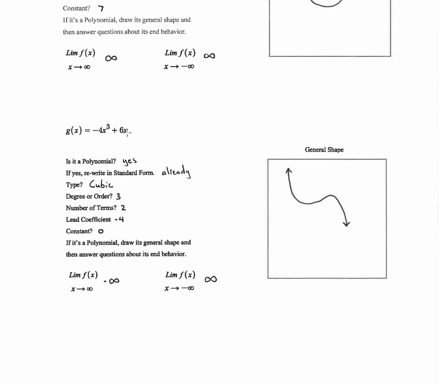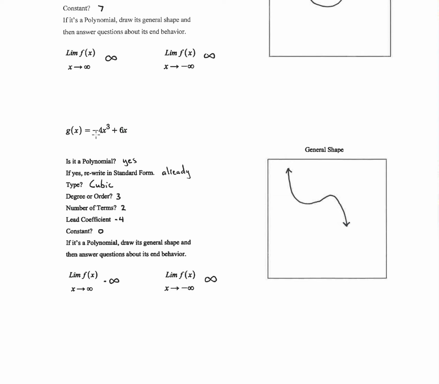Okay, next one is an x cubed term. So it is a polynomial. It is a cubic. It is already in standard form because the powers are going in decreasing order. We would classify it as a cubic because of x cubed. It's degree 3, of course, the highest power is 3. The number of terms, however, there are only 2 terms, boom and boom.